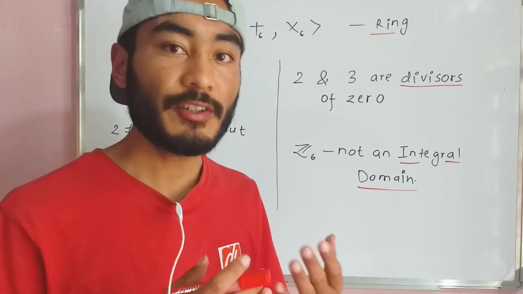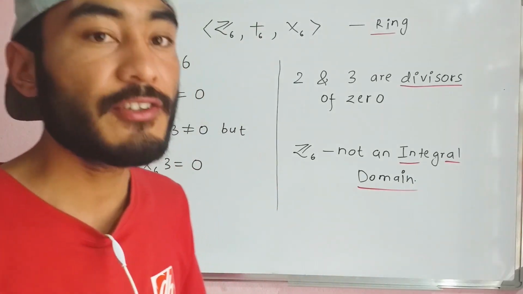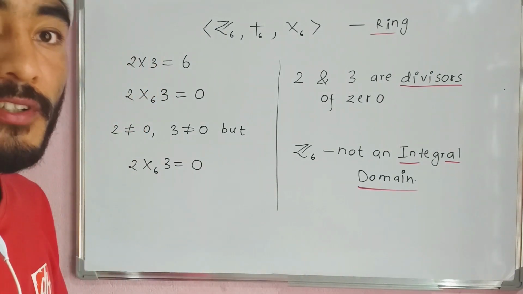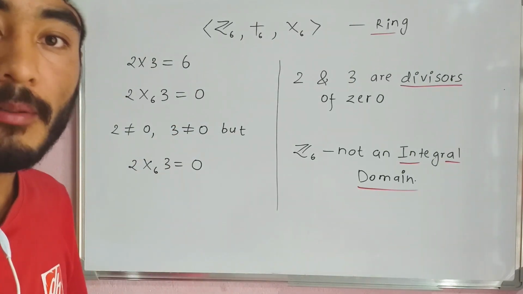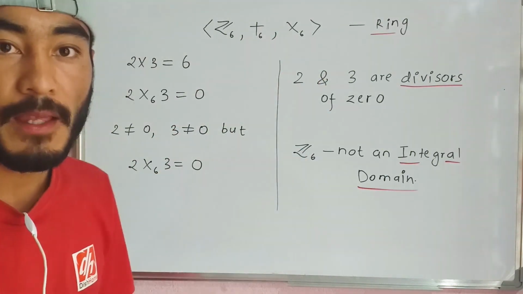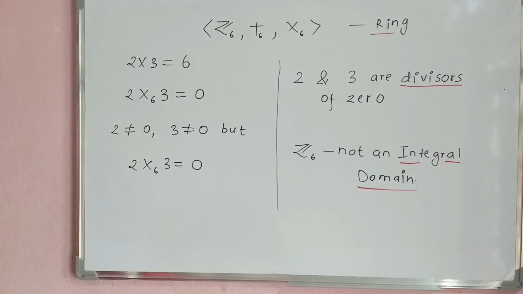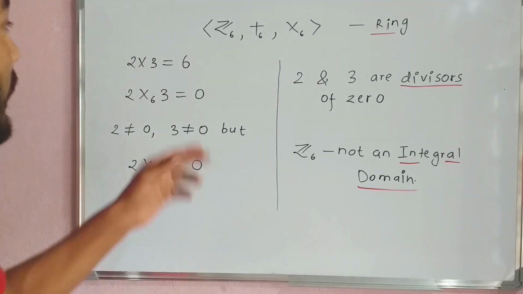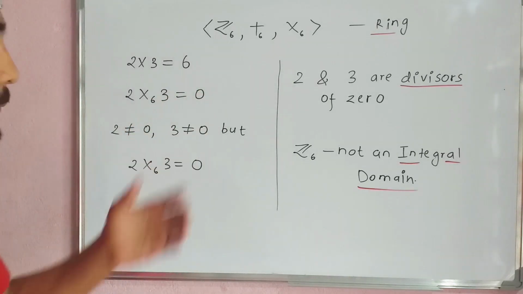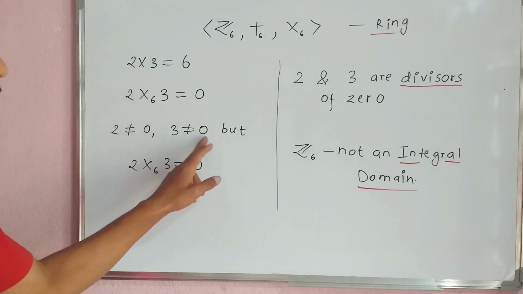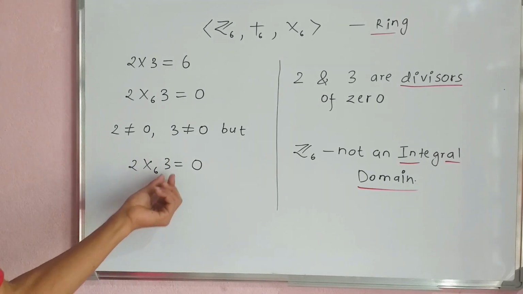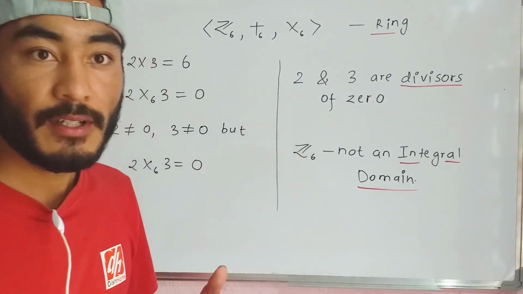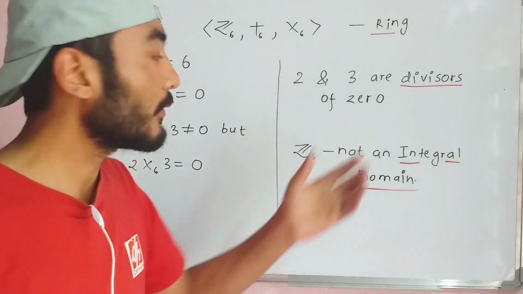Now let me make the concept of integral domain clearer with an example of a ring that is not an integral domain. Consider the ring Z6. In ring Z6, the operation of addition is addition modulo 6 and the operation of multiplication is multiplication modulo 6. We have 2 times 3 equals 6, so 2 multiplied modulo 6 by 3 equals 0 because the remainder of 6 when divided by 6 is 0. This shows 2 is not 0, 3 is not 0, but 2 times 3 modulo 6 is 0, and this shows 2 and 3 are the divisors of 0 in Z6.